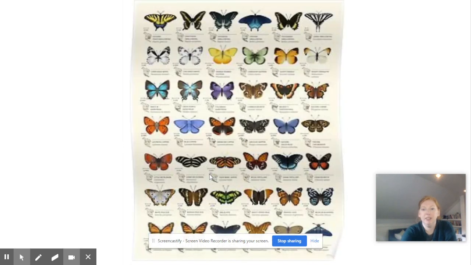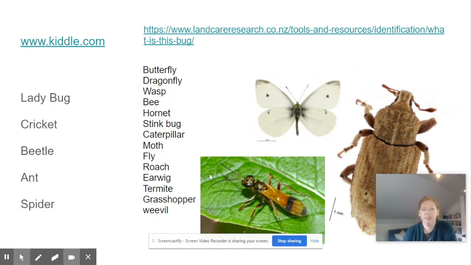So here's some ideas. There's some butterflies. If these aren't something you're interested in, I put on here some links to some websites. Kiddle is like Google, but it's less likely to bring up pictures of things that you don't want to see. And then this website here just has a lot of different pictures of bugs. And then this is a list of bugs that you could look up if you don't have any ideas to look up. So those are there to help you.